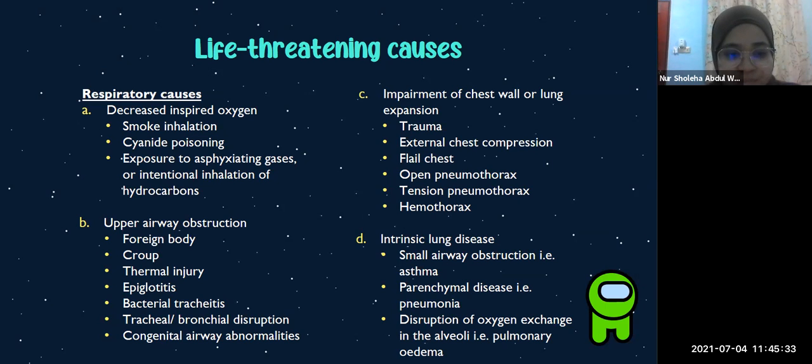It also can be due to upper airway obstruction, for example in foreign body, croup, thermal injury, epiglottitis, bacterial tracheitis, tracheal or bronchial disruption, and congenital airway abnormalities. It also can be due to impairment of chest wall or lung expansion, for example in trauma, external chest compression, flail chest, open pneumothorax, tension pneumothorax, and hemothorax. Apart from that, it can be due to intrinsic lung disease, for example small airway obstruction such as asthma, parenchymal disease such as pneumonia, and disruption of oxygen exchange in the alveoli such as pulmonary edema.